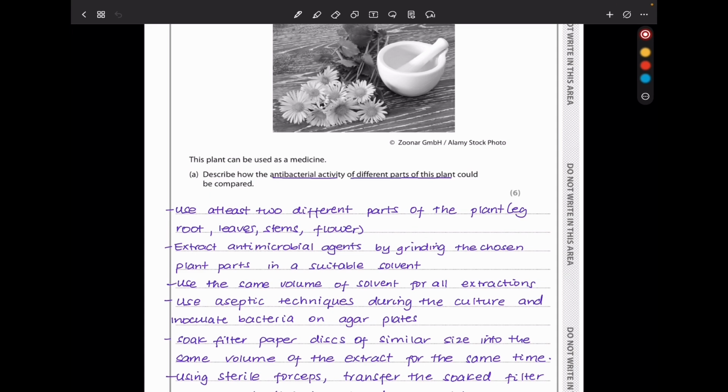In this case, because they've said different parts of the plant, you could choose to use roots, stems, leaves, and so on. In my description, I had to find ways of extracting the antimicrobial agents from the specific parts of the plant that I've chosen. Then you can grind in order to extract the chemicals found inside, and then culture some bacteria on agar plates and compare the diameter of the zone of inhibition after putting the antimicrobial agents on the petri dishes that were pre-cultured with bacteria.